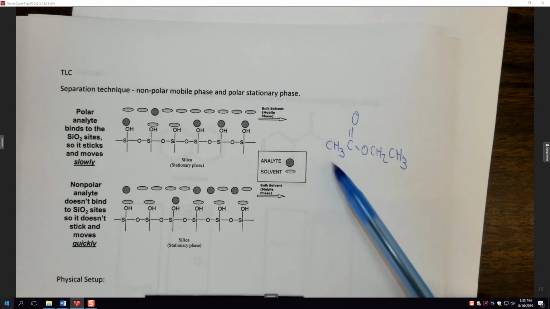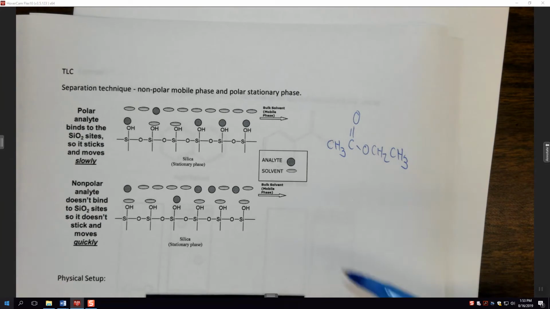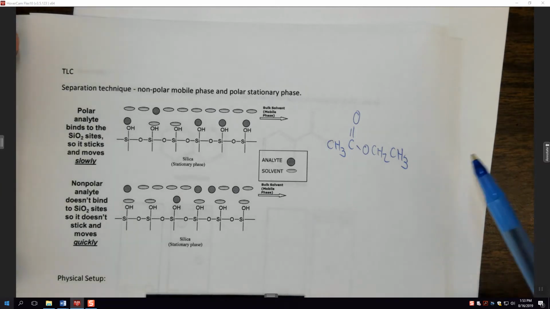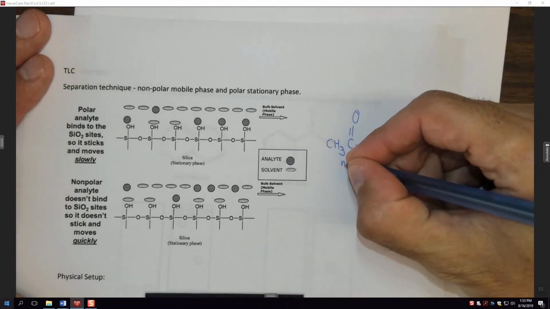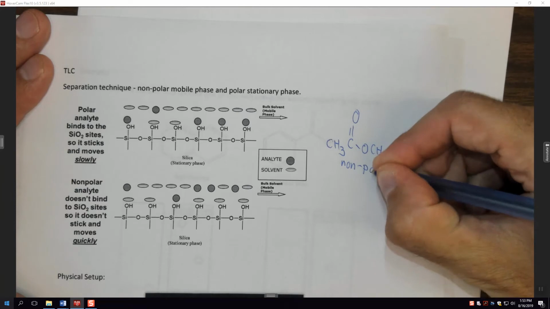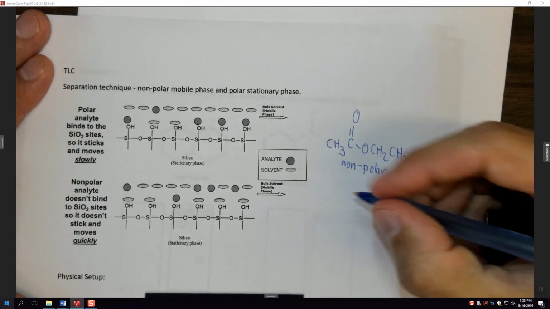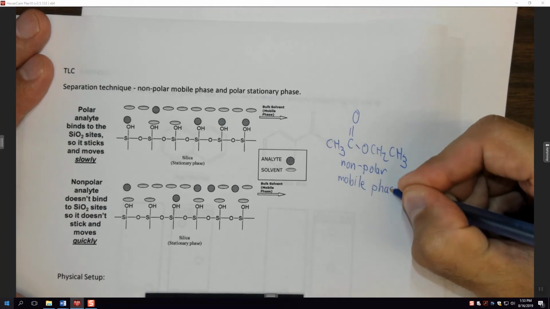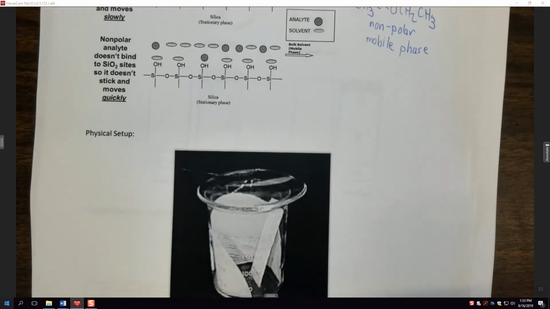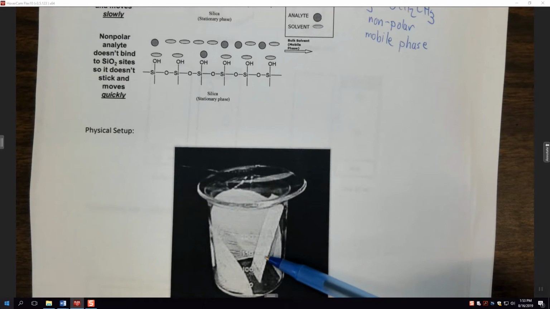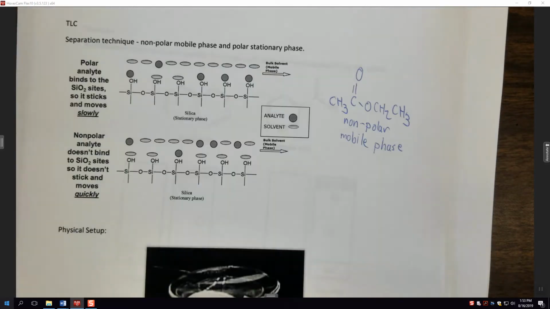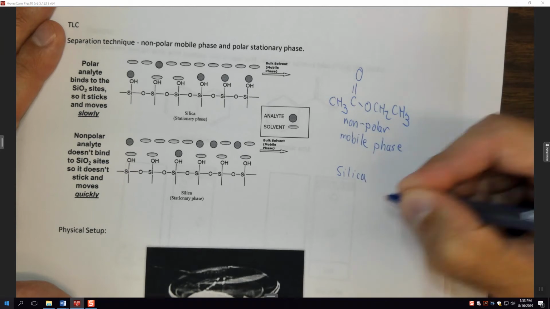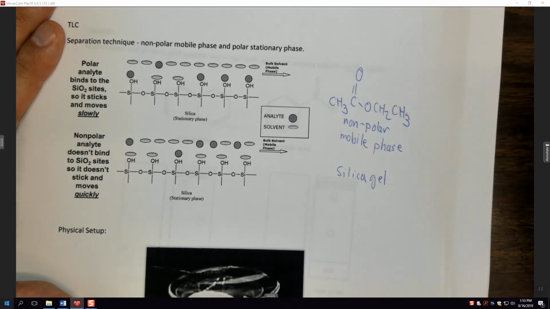This is a relatively nonpolar solvent. This solvent is actually immiscible with water, meaning it won't mix with water. It's less dense than water, so it does form two layers. So this is relatively non-polar. And this is also the mobile phase. And why is this the mobile phase? Well, this is the mobile phase because it's the solvent, so it moves up through the TLC plate. Then what we're going to use as the stationary phase is silica gel, which again is basically clean sand.